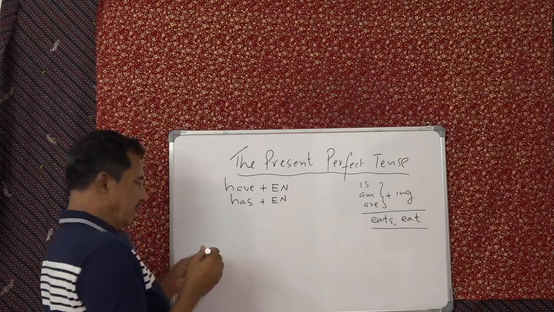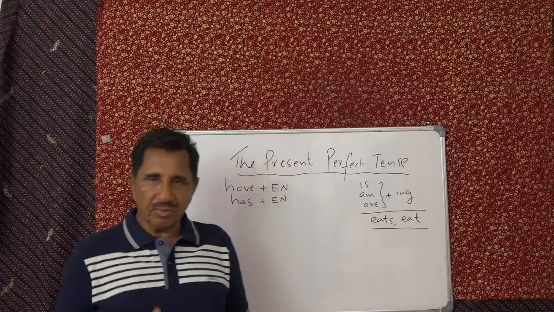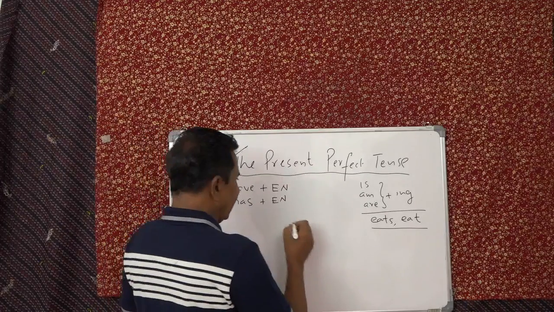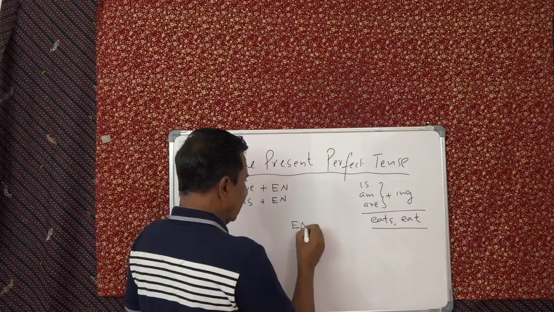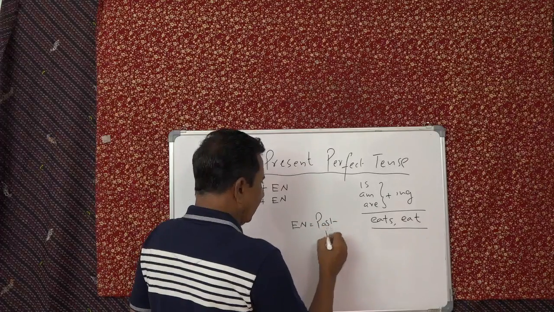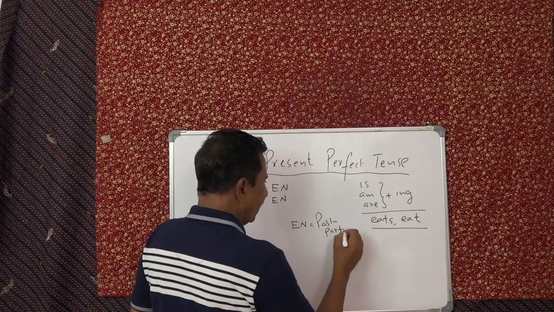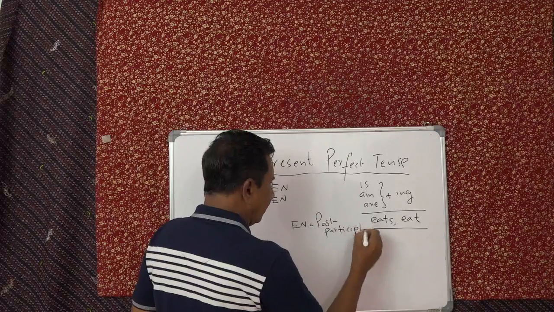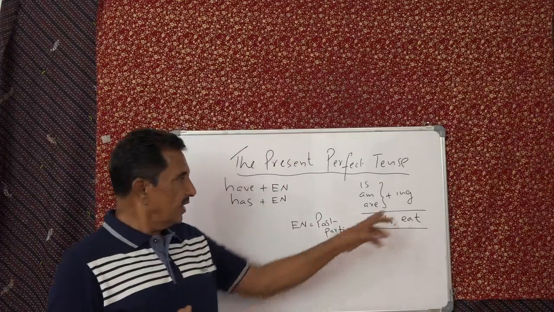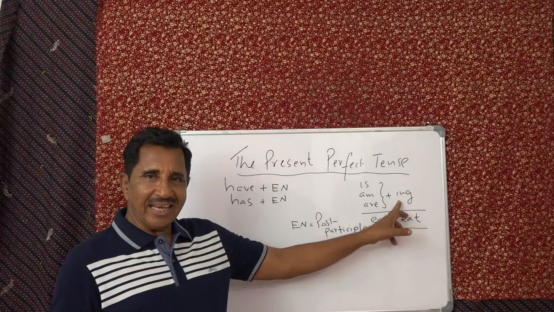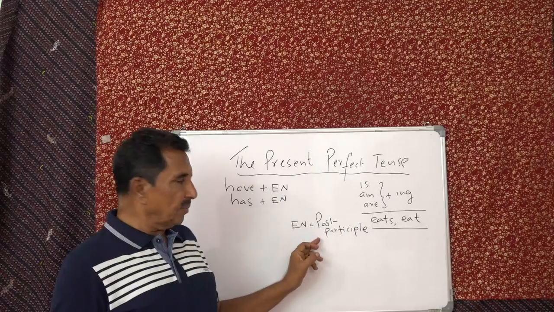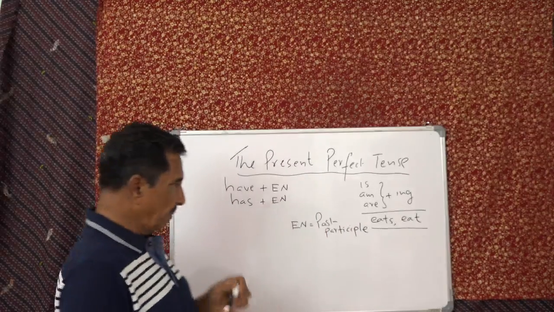Now what is this en? En stands for past participle. En is equal to past participle. Do you remember the present participle? How will you make the present participle? This is the thing: ing. Then the past participle is en. You know this.